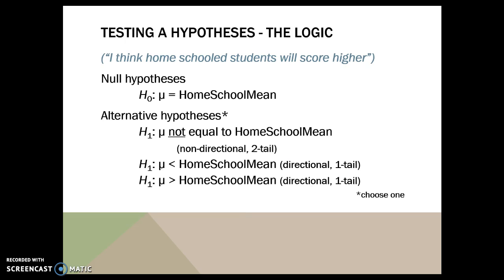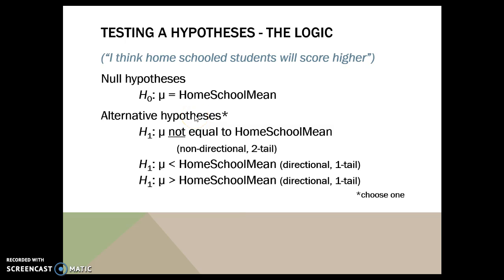So here's the logic behind what's happening. If I think homeschool students are going to score higher on their exams than traditional students across Colorado, then I'm going to state my null hypothesis. So the population mean of Colorado is equal to the sample mean of my homeschool. So my two groups are homeschool and the population of Colorado. So my null hypothesis is saying that the two groups are equal. There's no difference between the two groups.